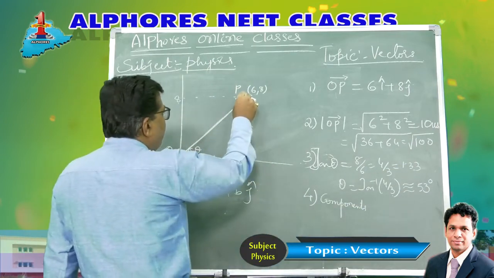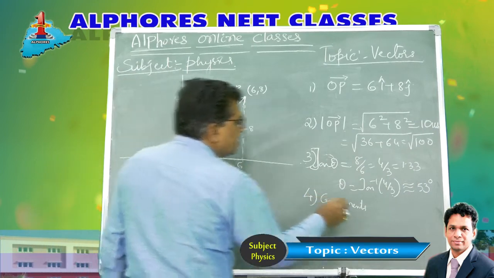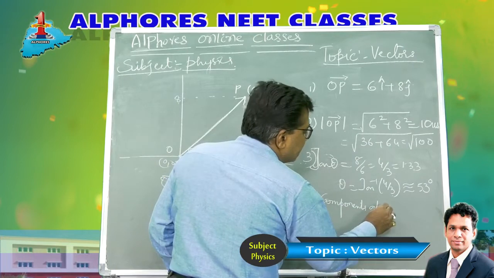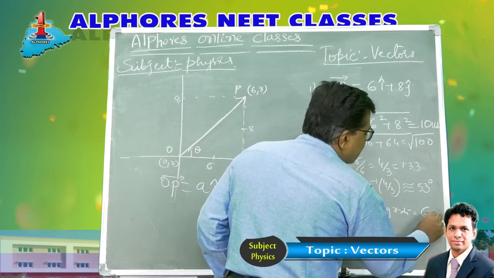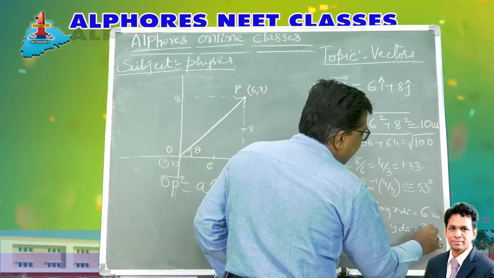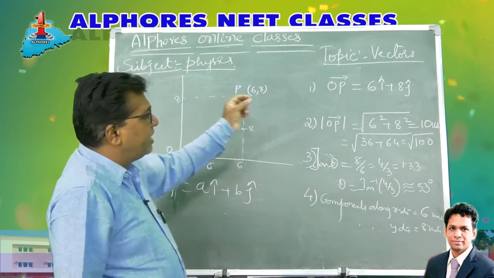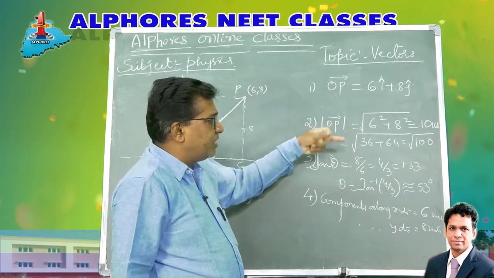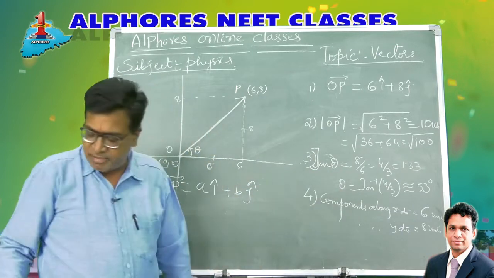Then the components, the shadow: the component along the x-axis is 6 units, and the component along the y direction is 8 units. So this way, just by giving the point, he can ask you to find the position vector, the magnitude, the angle, and the components, right? So this way the question can be asked.